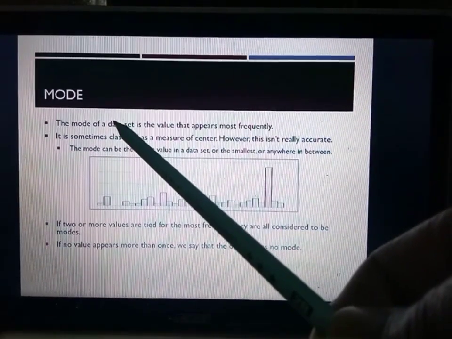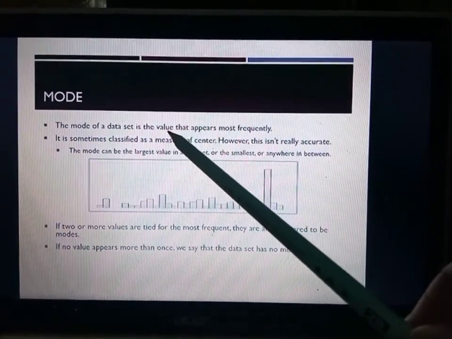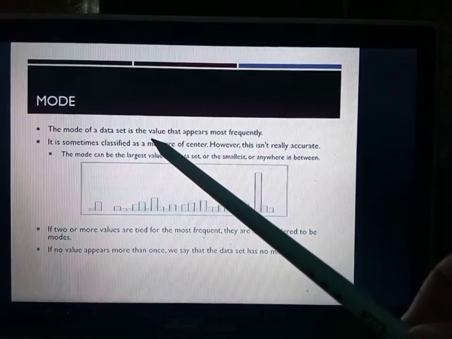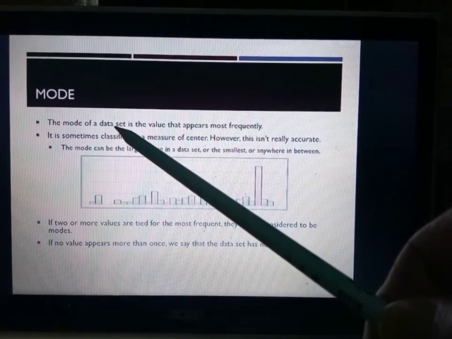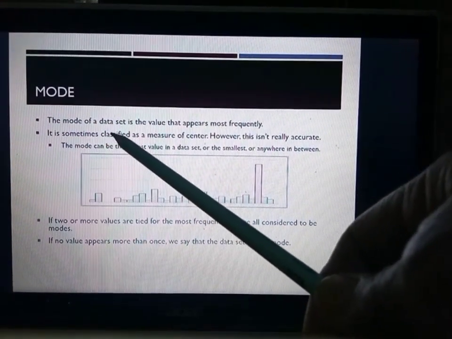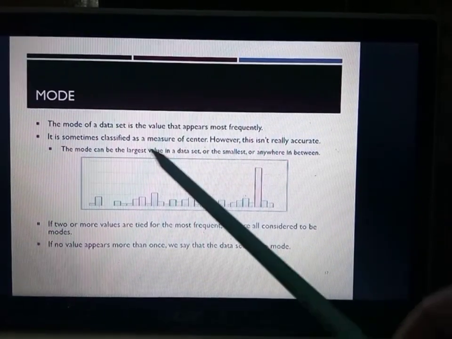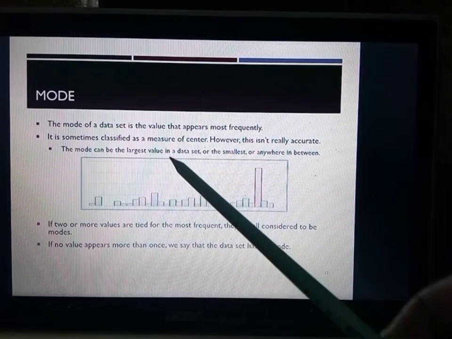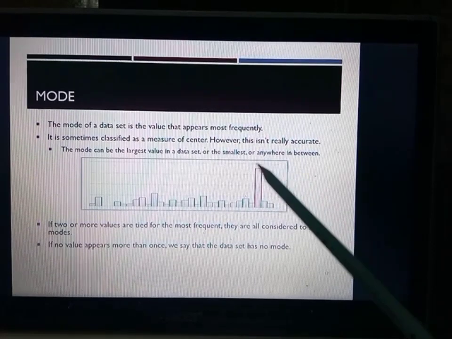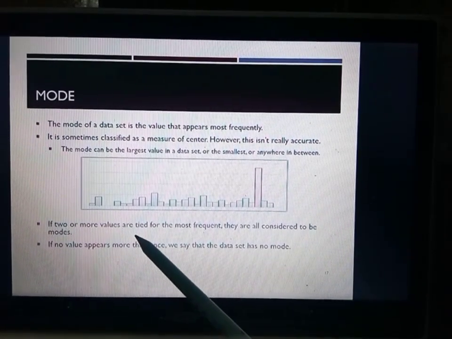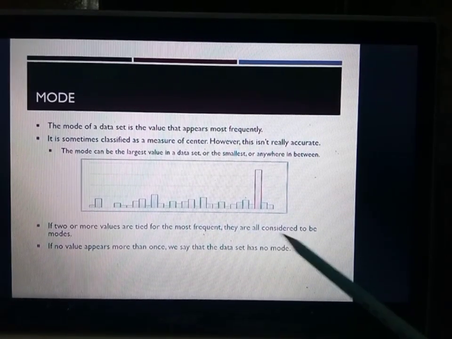Okay, the mode of a data is the value that appears most frequently. So meaning that if the data appears many times, the most frequent, that will be the mode of the data. It is sometimes classified as a measure of center. However, this isn't really accurate. The mode can be the largest value in a data set or the smallest or anywhere in between. If two or more values are tied for the most frequent, they are all considered to be modes.